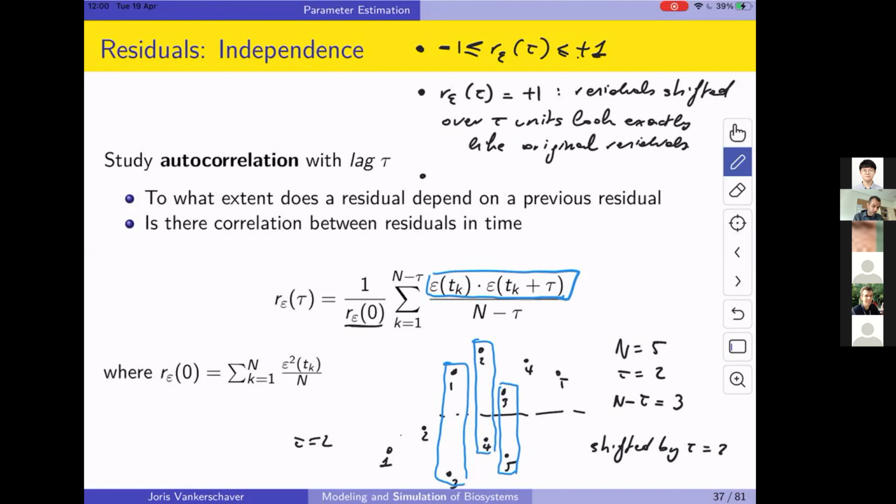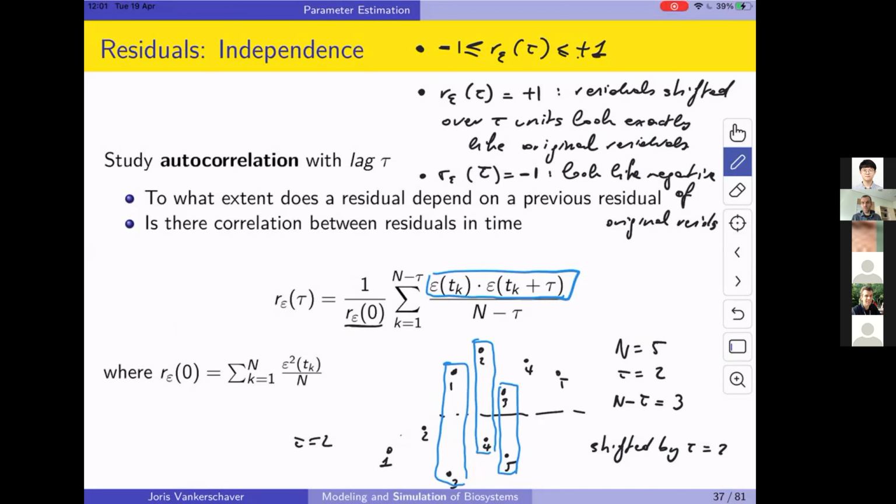And the opposite also can happen. So the autocorrelation can be -1 or close to -1. And in this case, the residuals shifted over tau units look like a flipped copy, so a negative copy of the original residuals. So I know that this is a bit abstract and a bit vague.